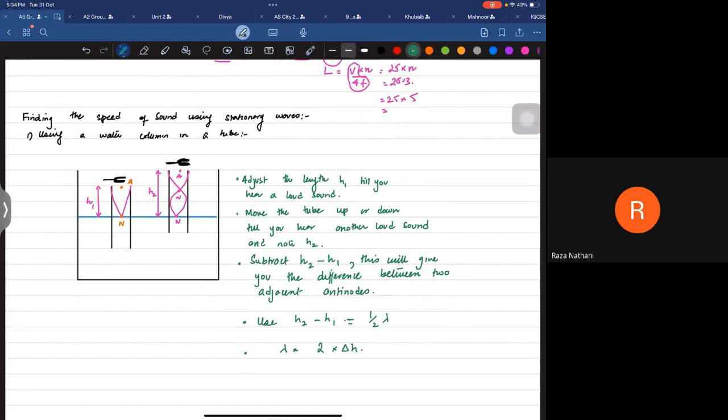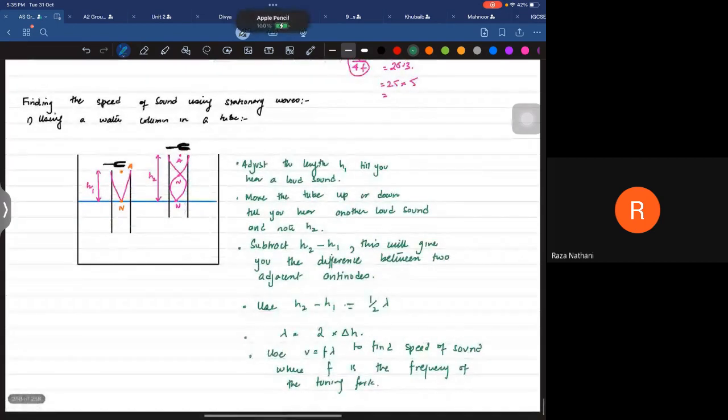And finally, use v equals f lambda to find the speed of sound, where f is the frequency of the tuning fork. Is that clear, everyone?